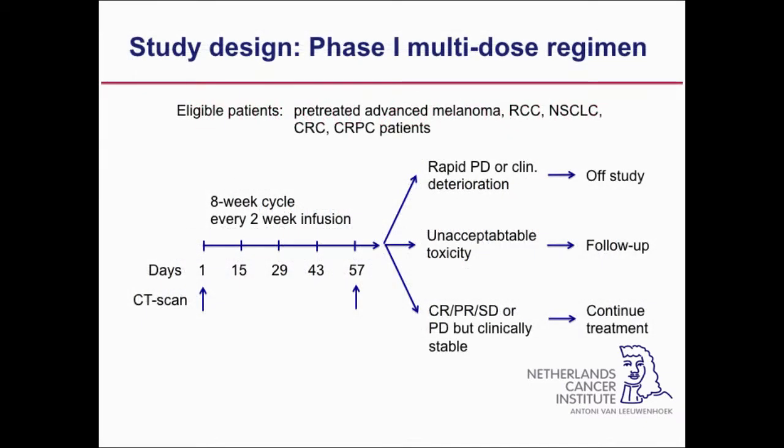So in this study with nivolumab, one of the anti-PD1 antibodies, patients were treated for 8 weeks, every 2 weeks, and then after 8 cycles, patients that had rapid disease progression went off study. Also, the ones that had an acceptable toxicity were not further treated but were followed, and the ones that had a response or progressive disease but clinically stable could continue the treatment.